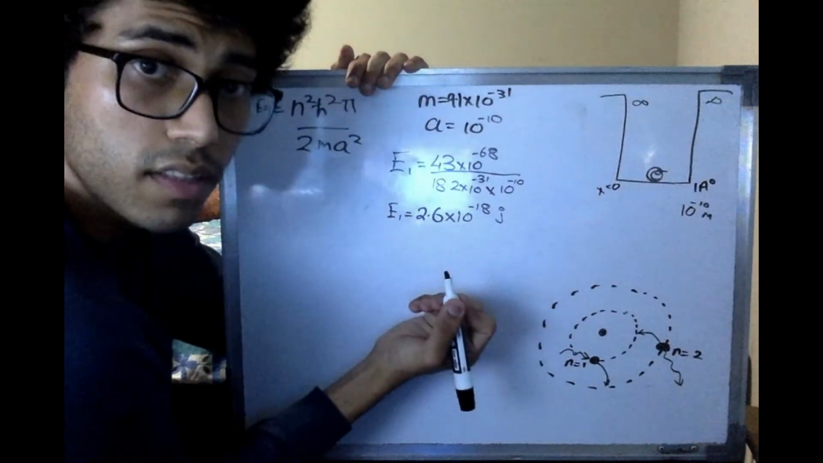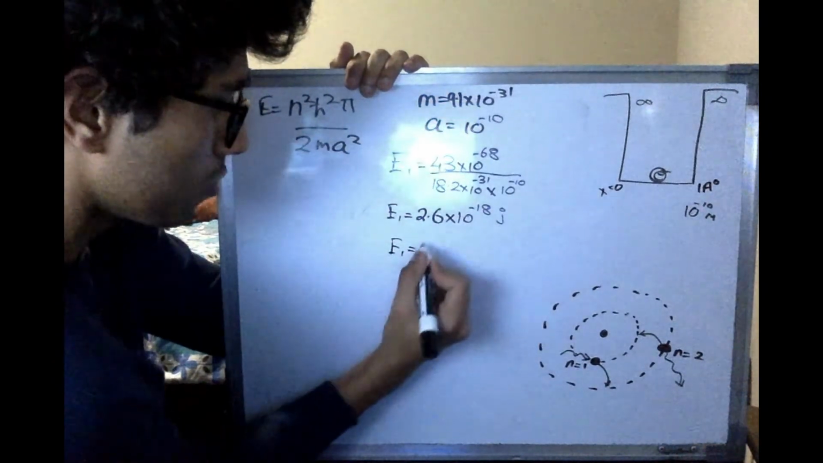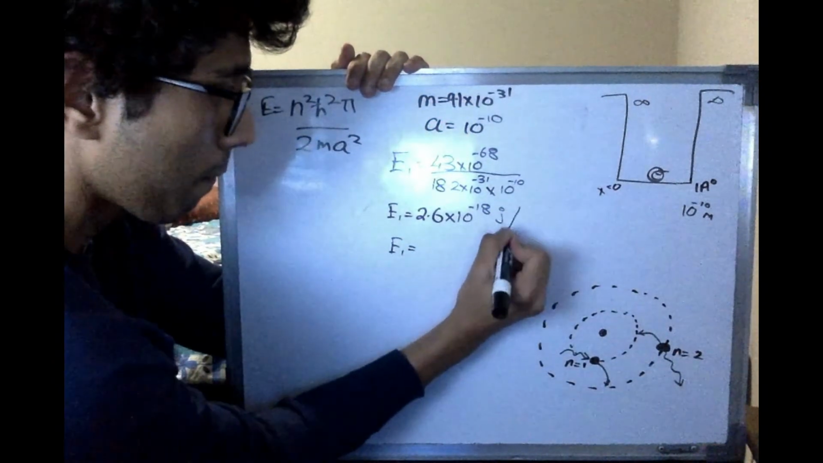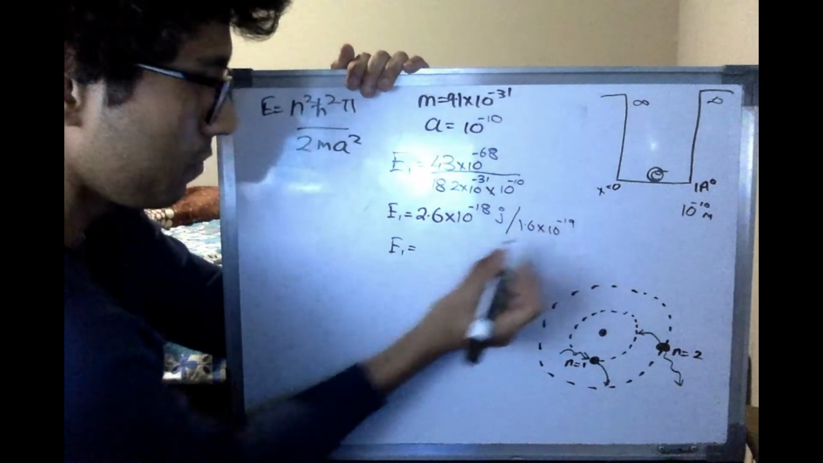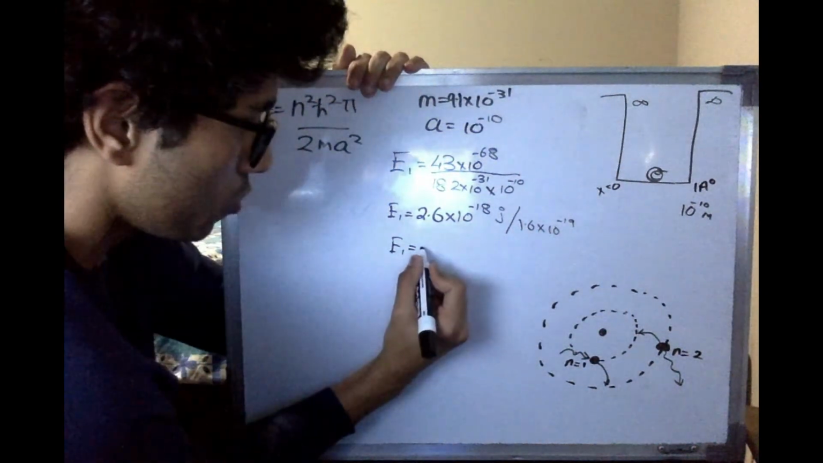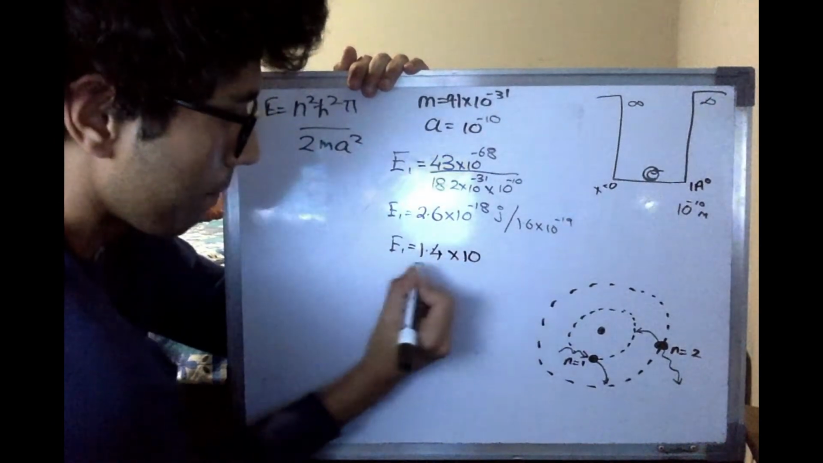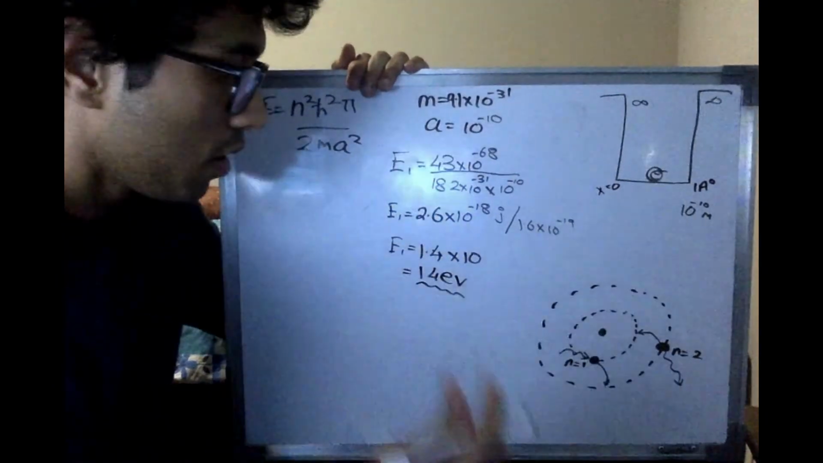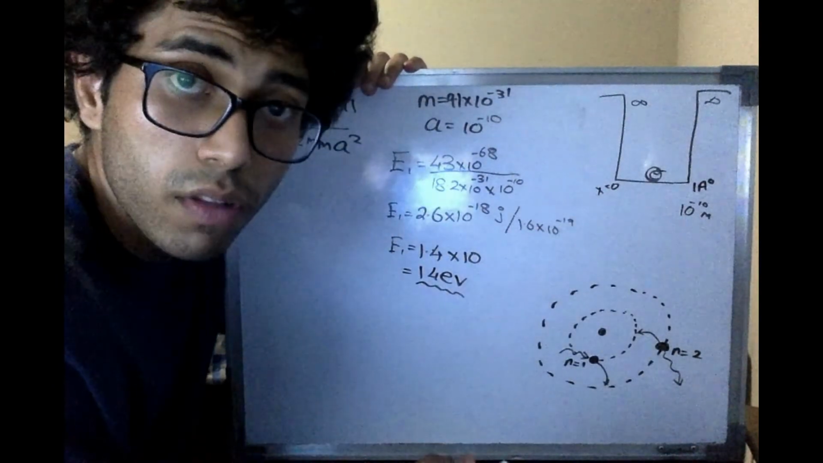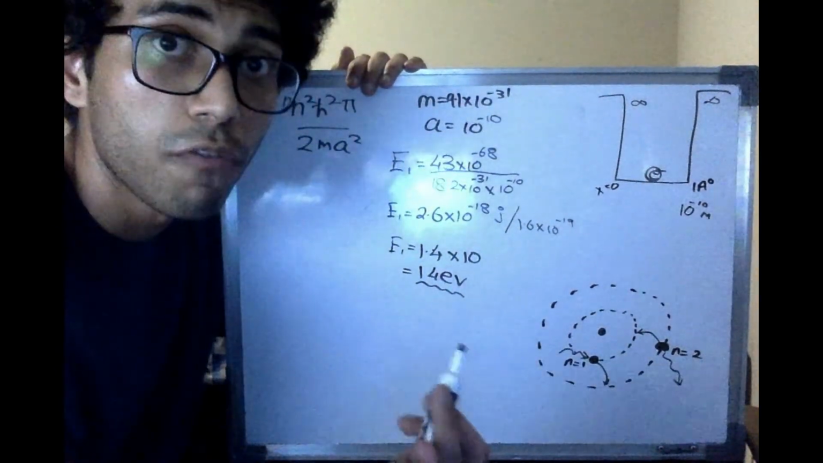If I want to calculate this in electron volts, then I simply have to divide this by 1.6 times 10 to the power minus 19, which will be close to 1.4 times 10, which is 14 electron volts. This is not an ignorable energy in the first place. 14 electron volts is in fact the binding energy of hydrogen.